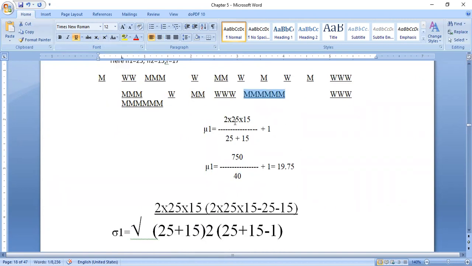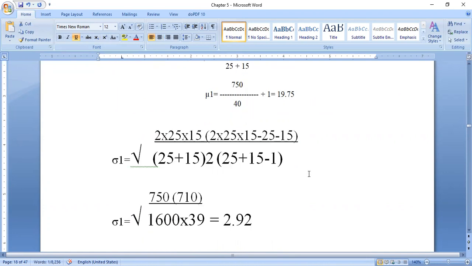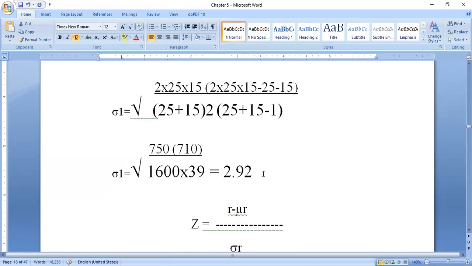Mu R is equal to 2 n1 n2 over n1 plus n2, plus 1. n1 is 25 and n2 is 15 here. So we got 19.75. Then we are going to apply the second formula, and after applying it, we got a 2.92 value.